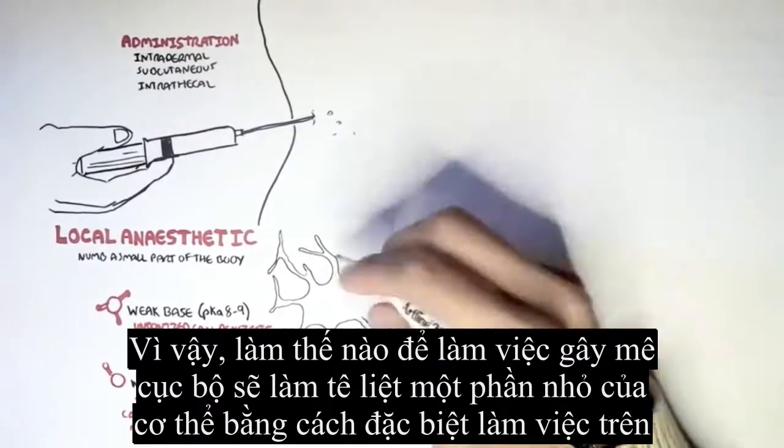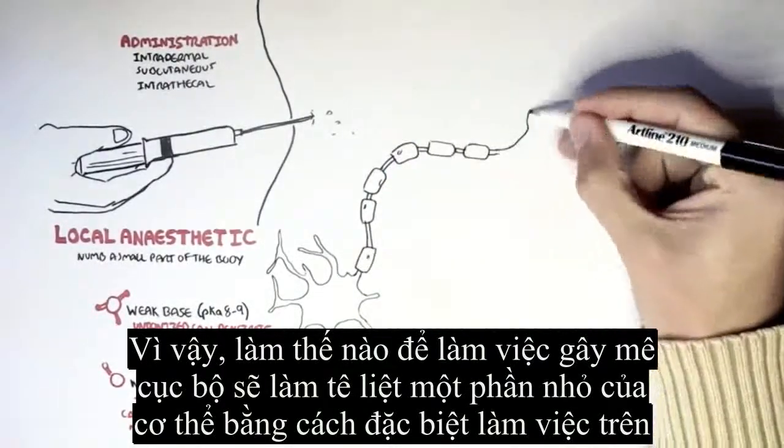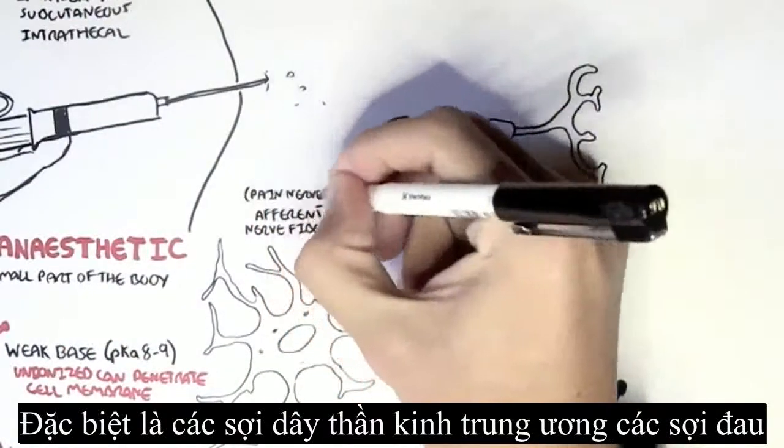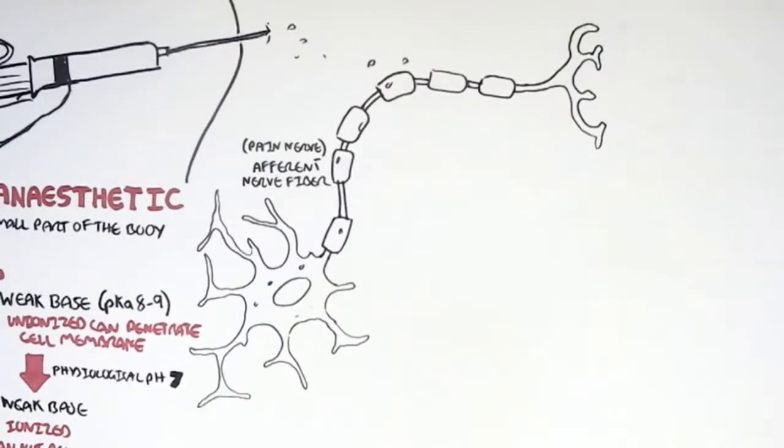So how do local anesthetics work? Well, they numb a small part of the body by particularly working on the nerves, especially the afferent nerve fibers, the pain fibers, by preventing the pain fibers to send pain signals to the brain. Let's have a closer look.